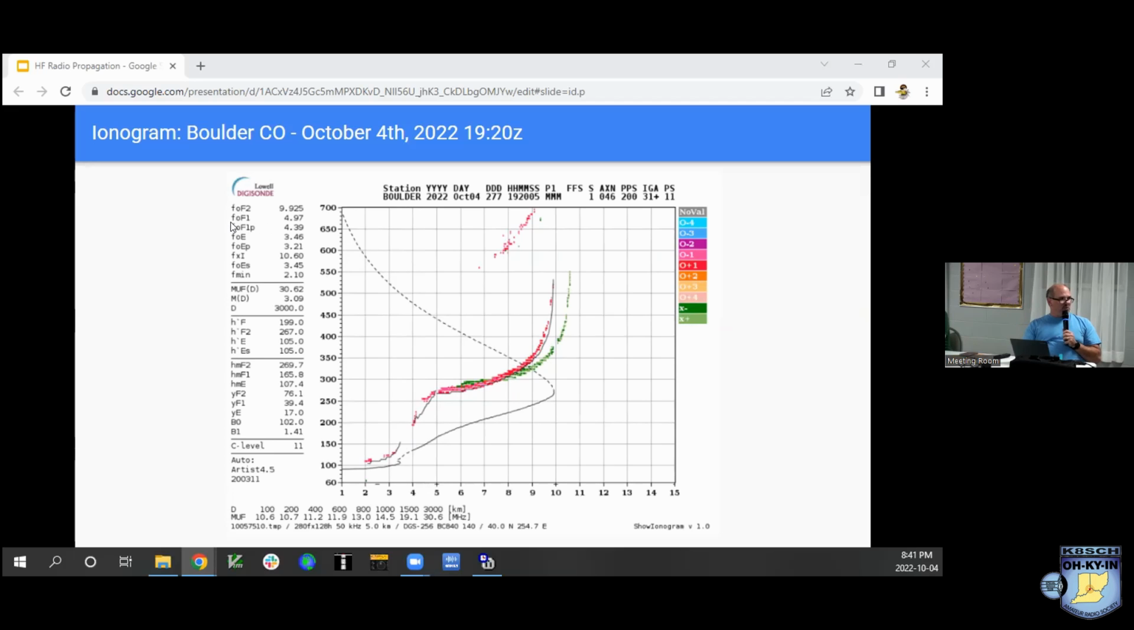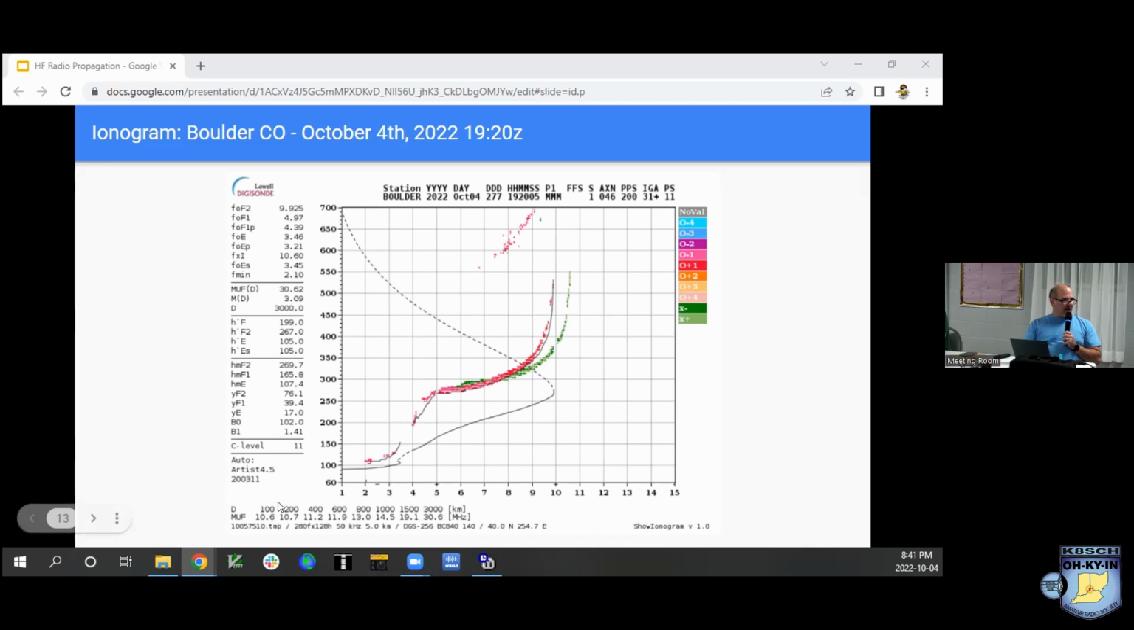So when we talk about the layers, the F2 layer is at 9925. The F1 layer is 497. So you can see, here's the F layer. Then over here, you can see a little bit of the F1 layer. Then over here, you're going to see the E layer. This is right over here too. The D across the bottom here is the distance of your hop.